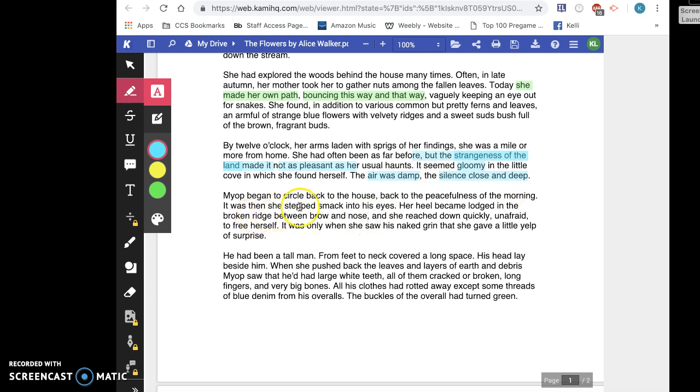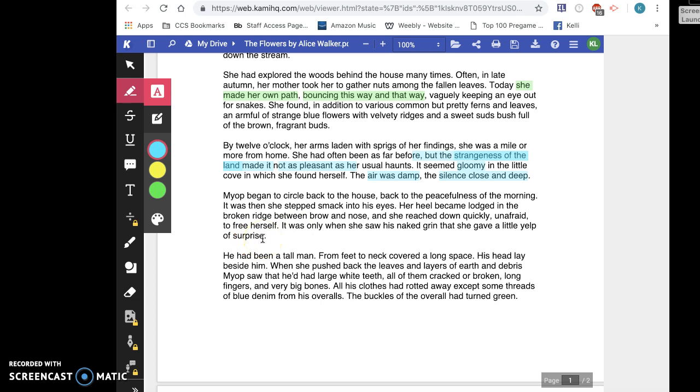It was then that she stepped smack into his eyes. Her heel became lodged in the broken ridge between brow and nose, and she reached down quickly, unafraid, to free herself. It was only when she saw his naked grin that she gave a little yelp of surprise.